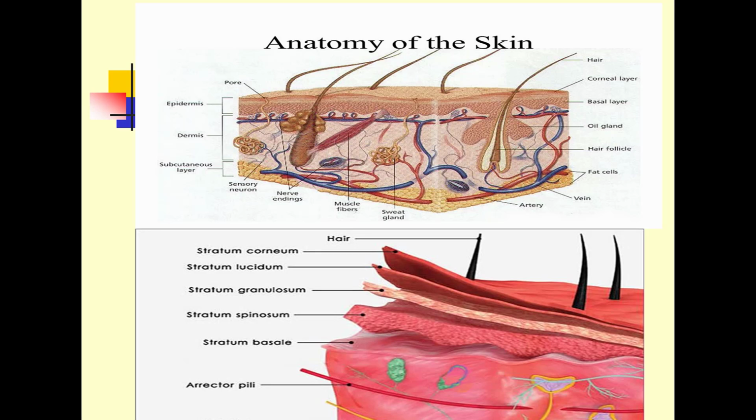The epidermis consists of multiple layers of squamous epithelium, starting from the deep stratum basalis to stratum spinosum, stratum granulosum, stratum lucidum, and stratum corneum. All these names depend on the shape of the cell. According to that, we name it, from the basal layer to the granulosum or lucidum or corneum, which is only dead squamous cells.